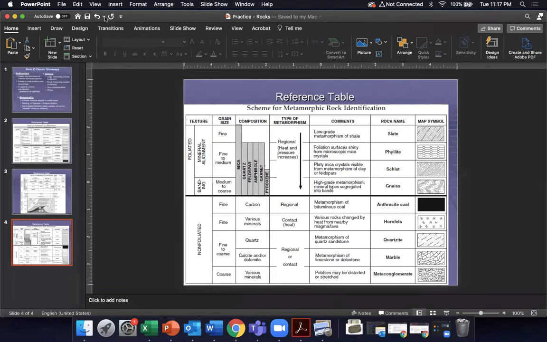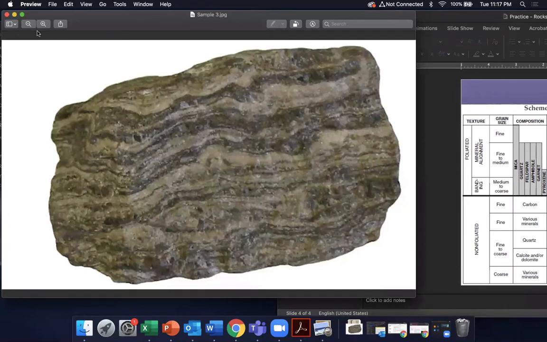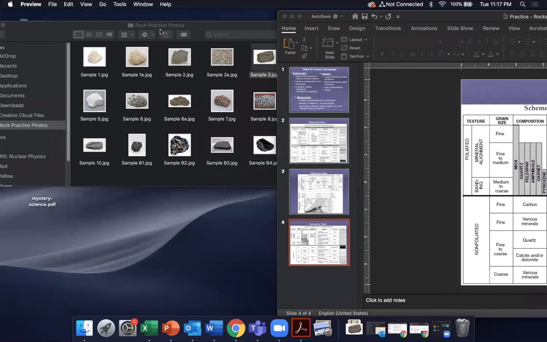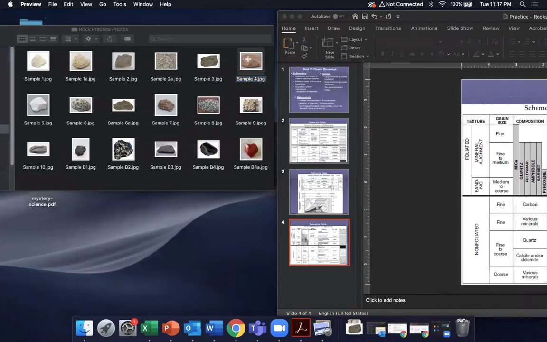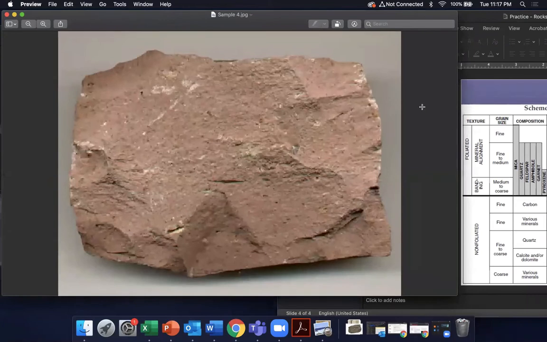All right, so we will move to the next sample now. I'm going to slide this over. There's our nice rock sample again. So we'll get rid of that, and we'll go to sample 4. This one's one of my favorite ones to look at, but they're all my favorite because I'm a nerd.